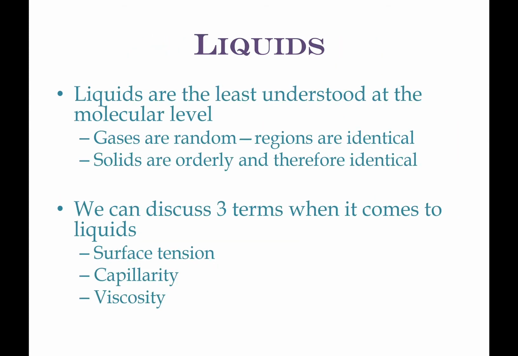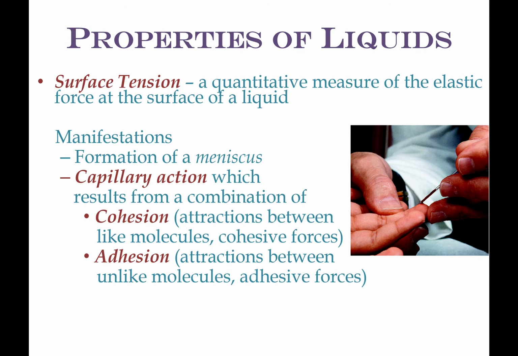Now, liquids are the least understood of all of our states of matter. I said there are 3 main states of matter. Gases are completely random, solids are ordered, but liquids lie somewhere in the middle. Now, there are 3 terms that come to mind when we talk about liquids: surface tension, capillary action, and viscosity. We're going to talk about what those 3 terms mean, and how they change for compounds based on the intermolecular forces, and how you can predict whether they will be high or low. Surface tension is up first.